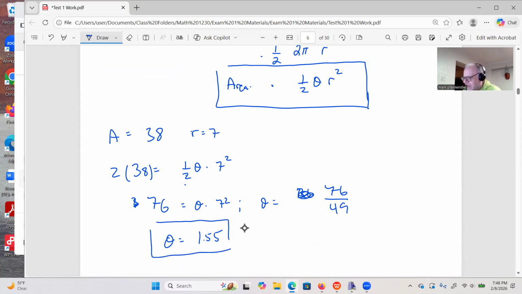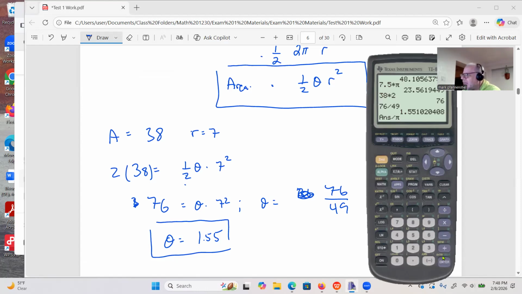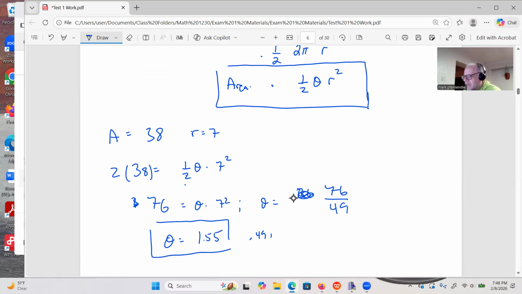If we really wanted to put it in terms of pi, I would divide by pi, and that's about 0.49 pi, which is pretty close to pi over 2, since 0.49 is really close to 0.5. As far as a pizza slice goes, that's a pretty hefty slice for somebody. They didn't ask you for that, but my answer would be that theta is 1.55.